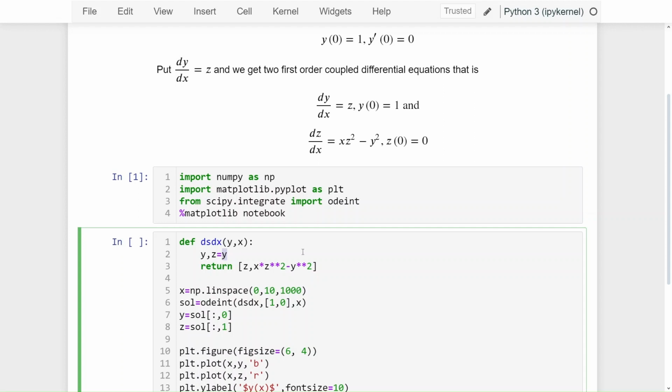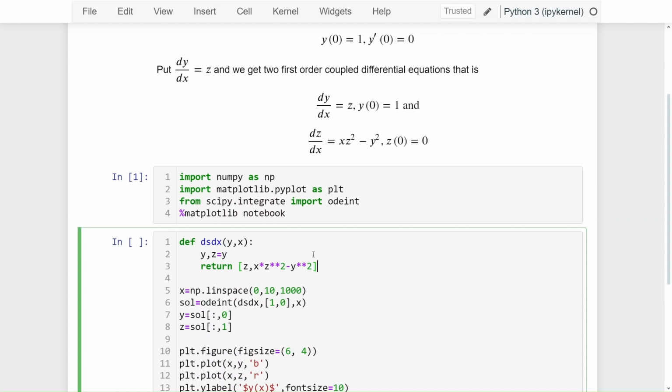y is an array of two, like two values are there in y. So y is getting 1 and z is getting 1. This all happens in the computation part. We don't have to worry about it. You just have to write it this way: y comma z is equal to y, and return this array. First element is this z, and second element is x z square minus y square, which is the right hand side part of this equation.